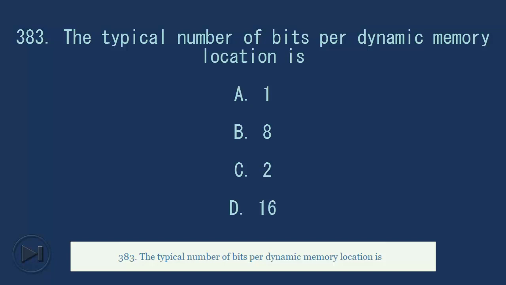383. The typical number of bits per dynamic memory location is: A. 1. B. 8. C. 2. D. 16. Answer: A. 1.